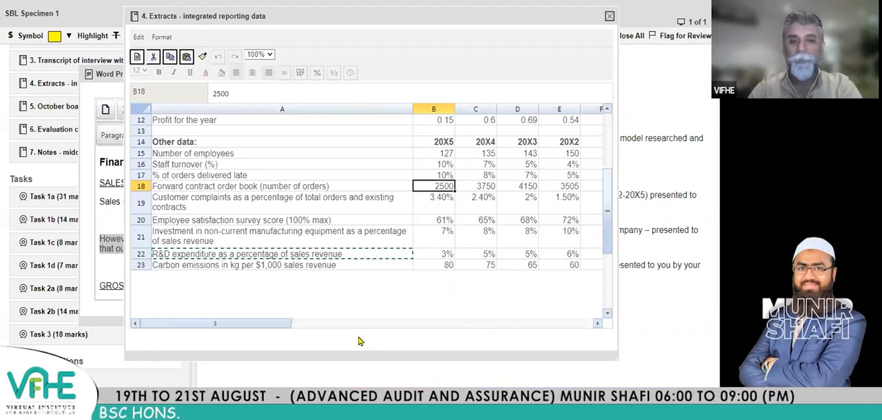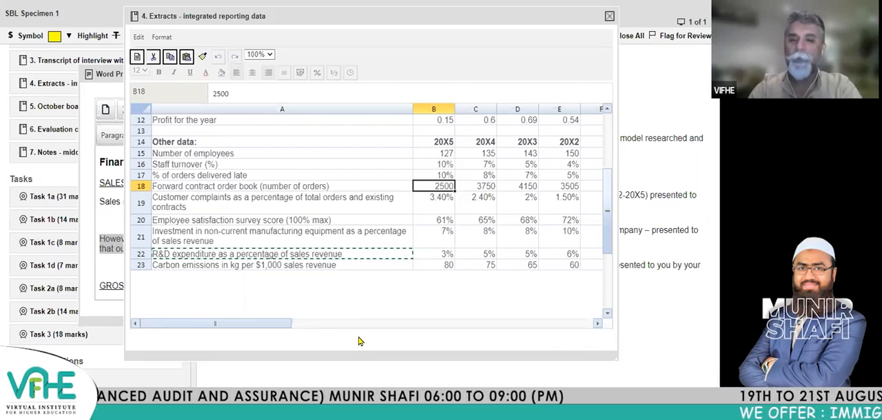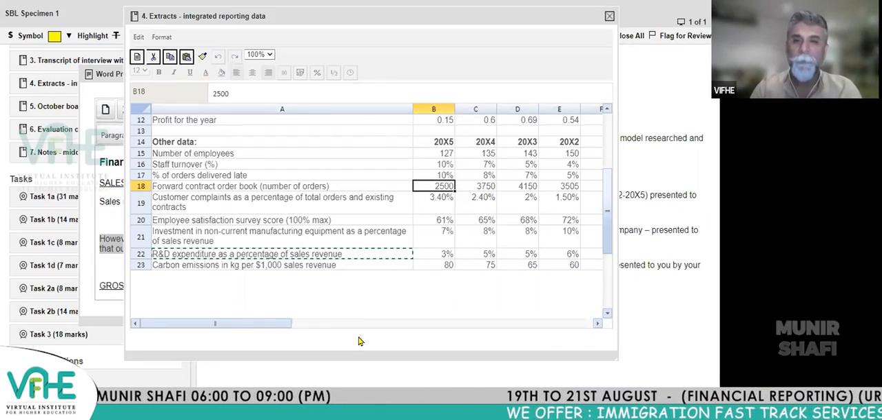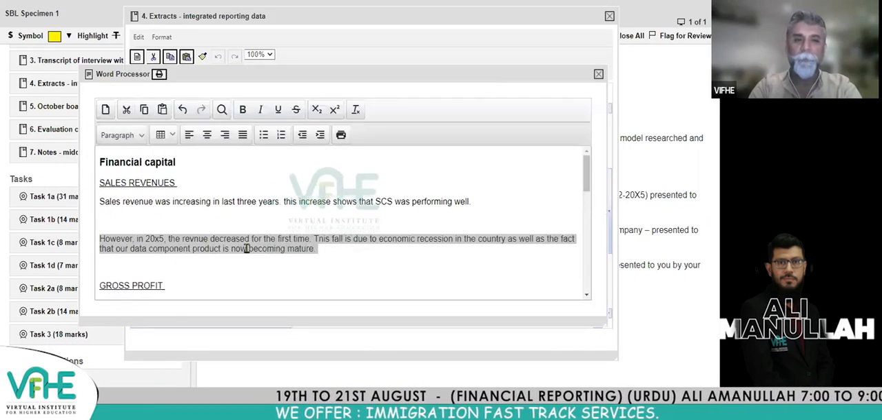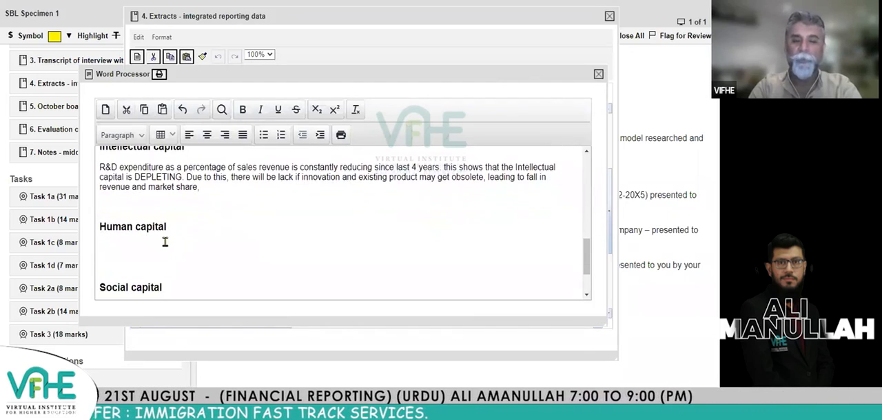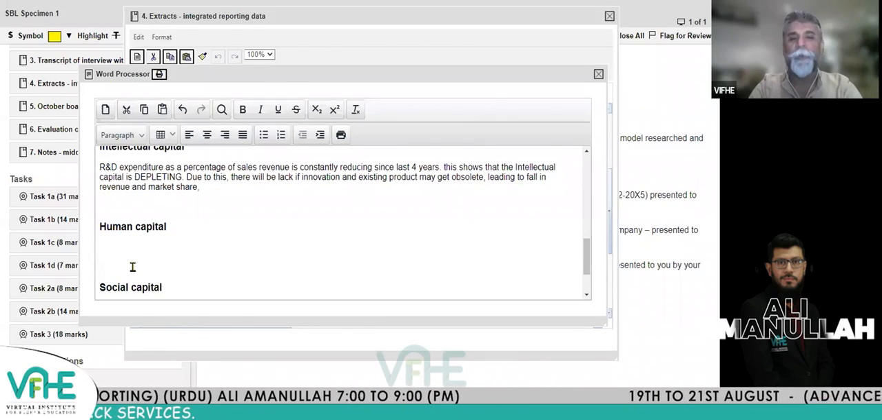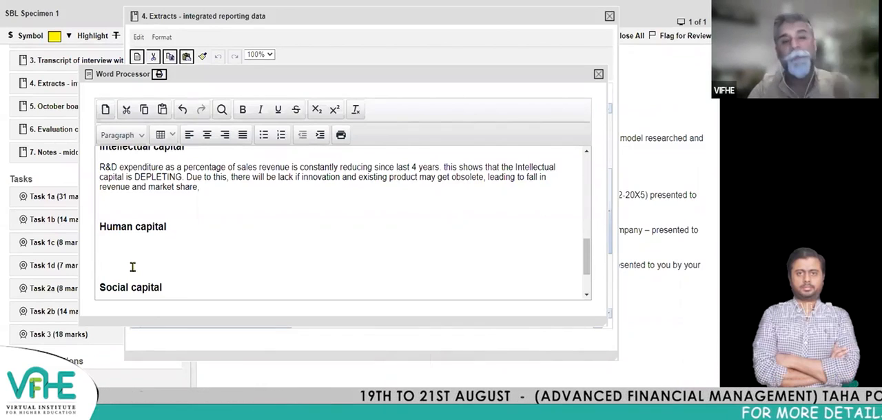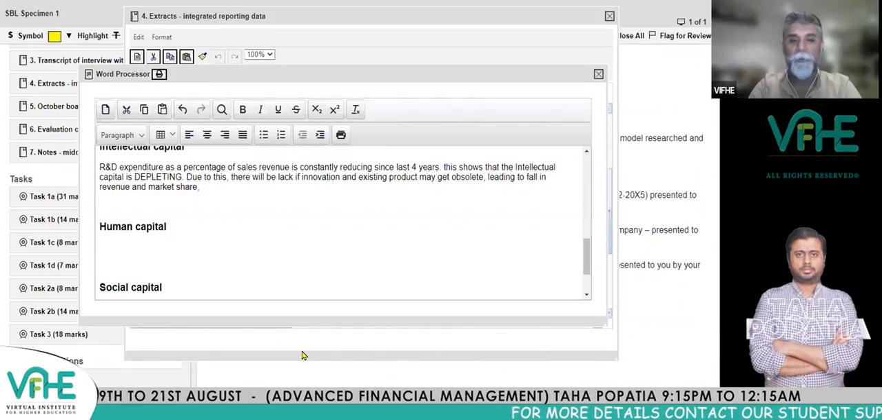Under which heading should we mention revenue per employee? Where do we talk about employees? Which capital talks about employees? Human capital. Simple. You can have two paragraphs under human capital. First you can talk about the positive thing. And then in the next paragraph, we can talk about the negative thing, which is high turnover and low satisfaction. Okay, you can have two paragraphs.